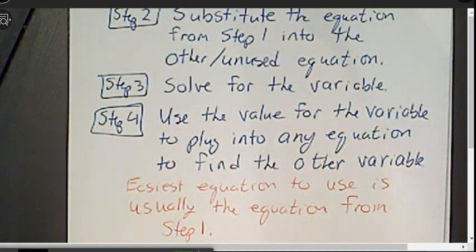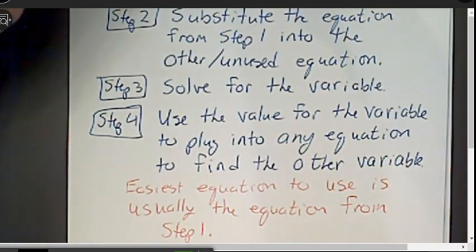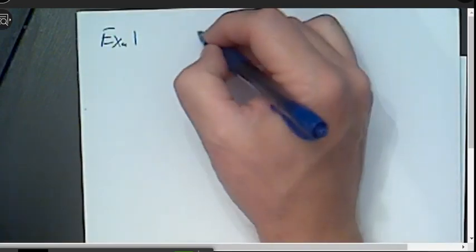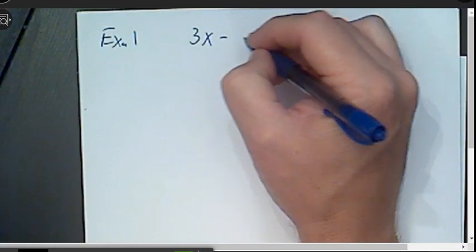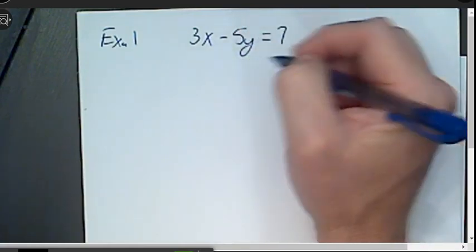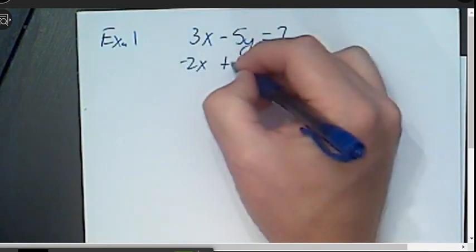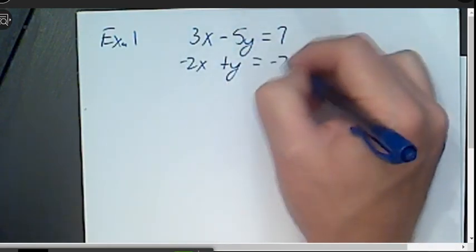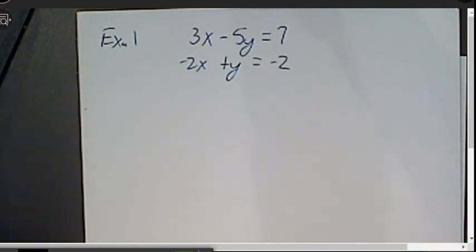Okay, so let's give you some examples. We'll run through one or two of these just so you see what you have here. Okay, so we've got 3x minus 5y equals 7 and negative 2x plus y equals negative 2.